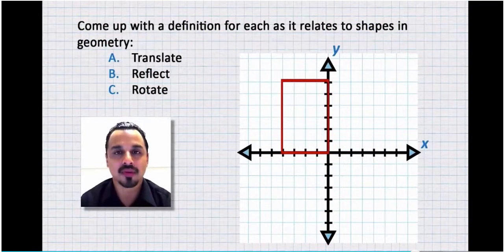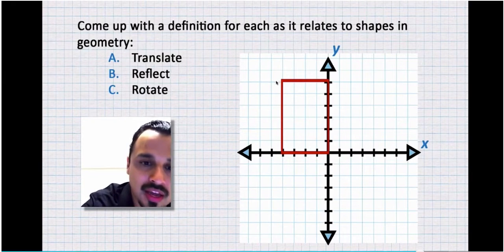Let's look back at the problem from the beginning of the lesson. We were asked to come up with definitions for translation, reflection, and rotation. Let's look at translation first. Here we have a rectangle on the coordinate plane, and to keep track of our vertices, I'm going to go ahead and label them A, B, C, and D.